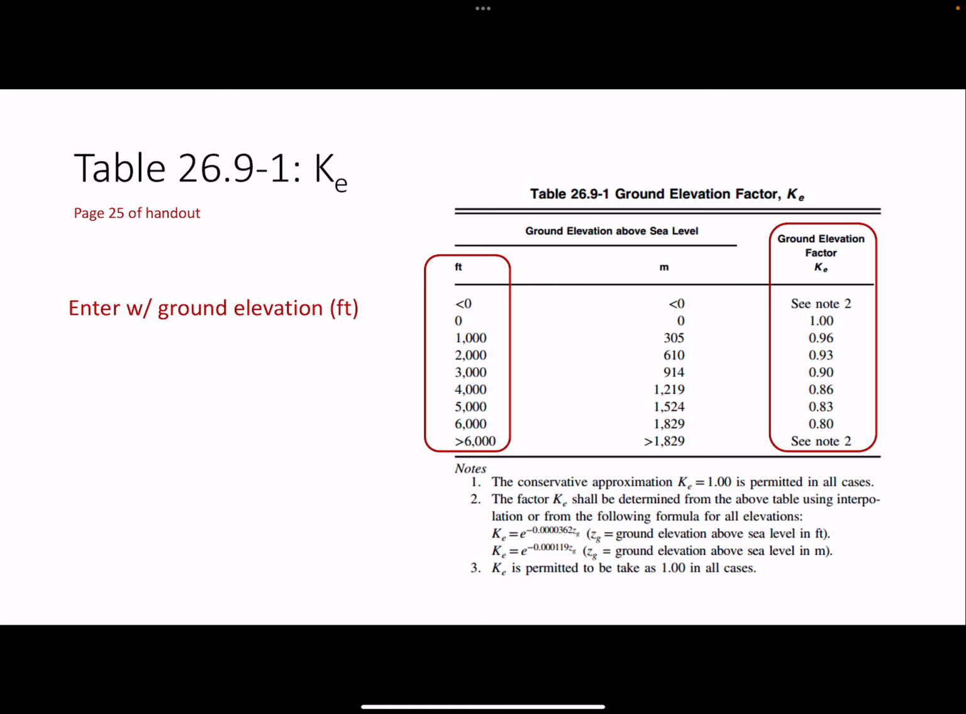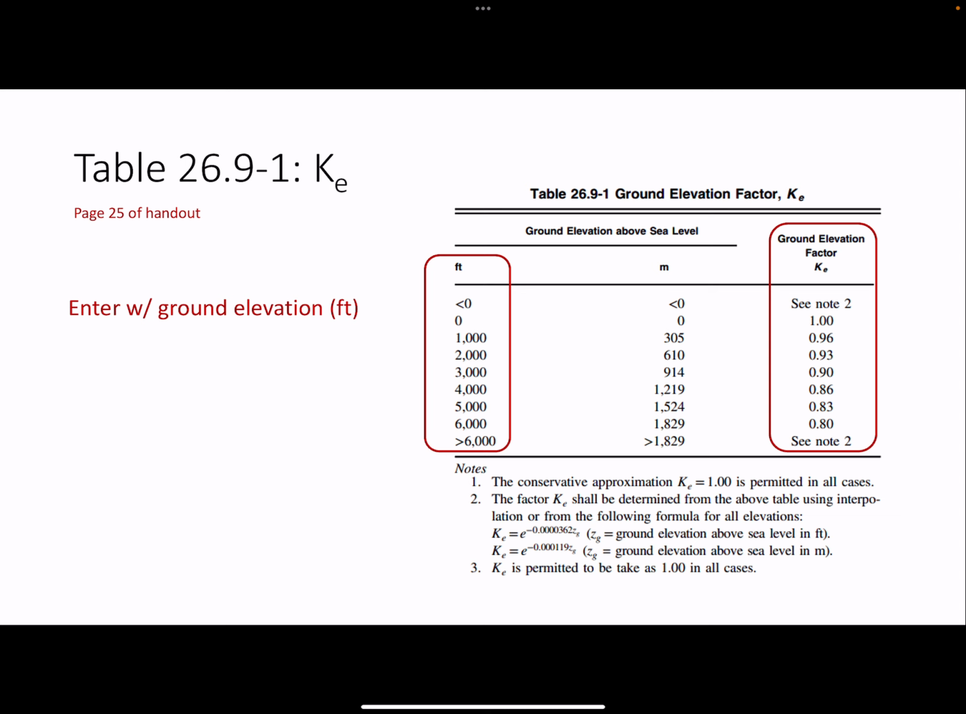All right, so next, the elevation factor, KE. This is simple. You just enter the table with your ground elevation in feet, or meters if you're working in metric, but in this class we're just doing feet. Then you read the elevation factor from the right column in the chart. If you are in between, you can apply linear interpolation. They also provide the exact equation to use if you want to do that.